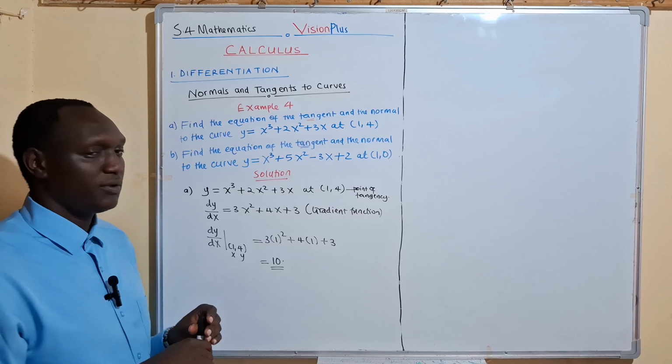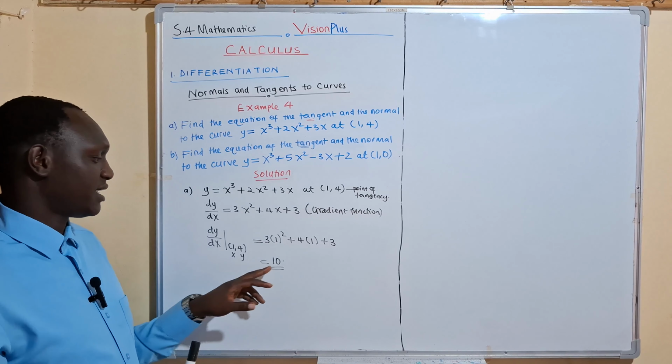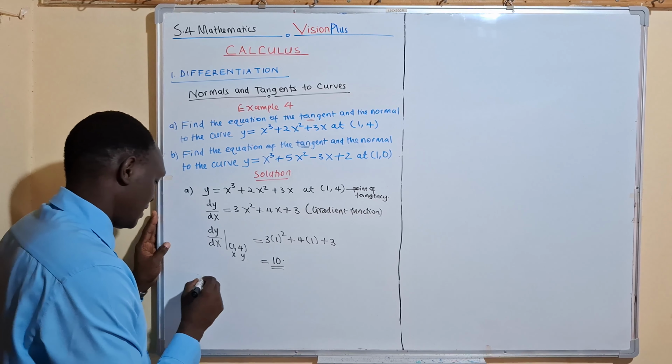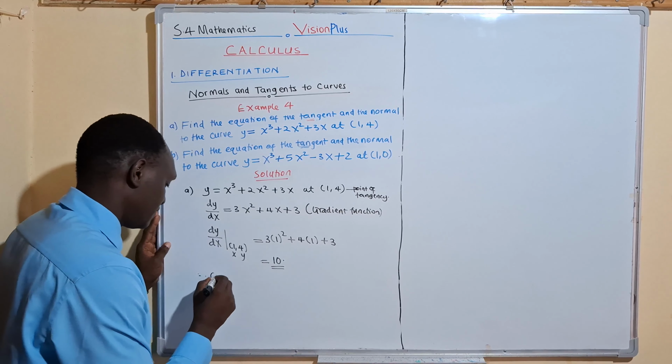And we know that at the point of tangency, the gradient of the curve is the same as the gradient of the tangent. So the gradient of the tangent is also 10. Remember, the gradient of the curve at the point of tangency is not the same as the gradient of the normal, but it is the same as the gradient of the tangent.